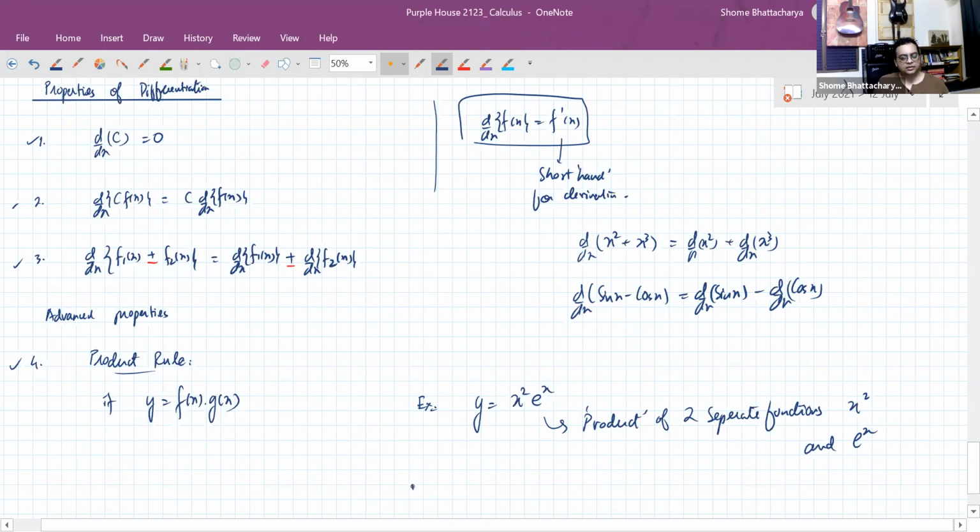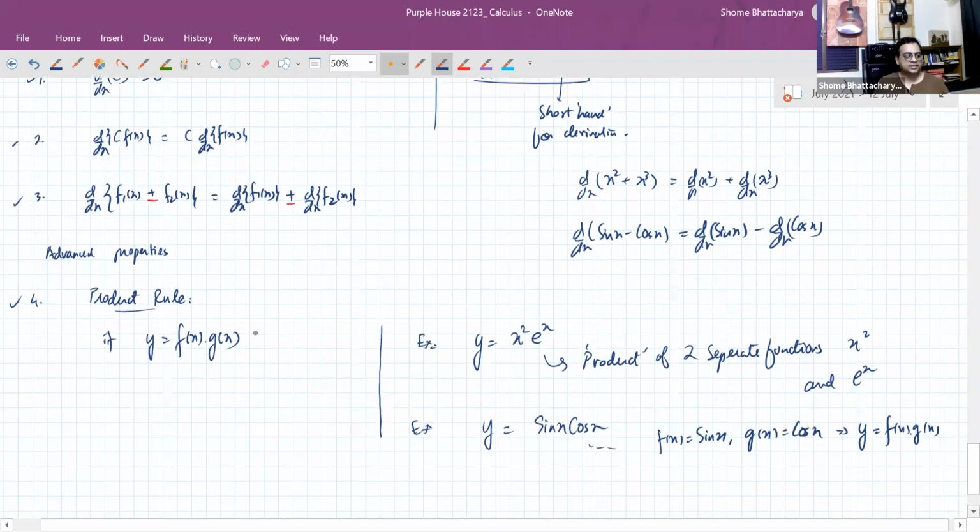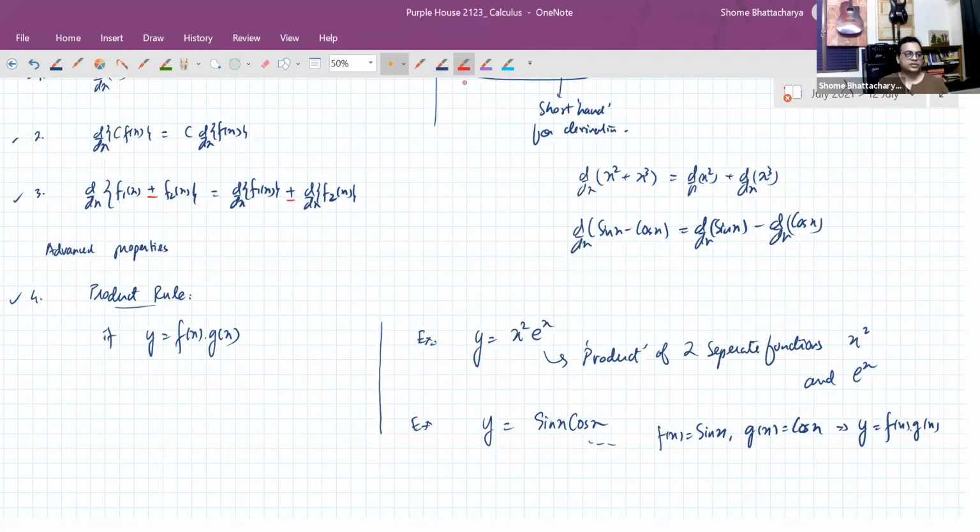Or for that matter, for example, if y is equal to sin x into cos x. Now, some of you studied some trigonometry, you can see that maybe you can write it as sin 2x divided by 2. But as of now, this is a product of two functions. f(x) is sin x and g(x) is cos x, and you can see y is f(x) into g(x). It's the product of two functions. So how to differentiate? These both are examples of functions which are the product of two functions. We haven't come to the product rule yet.